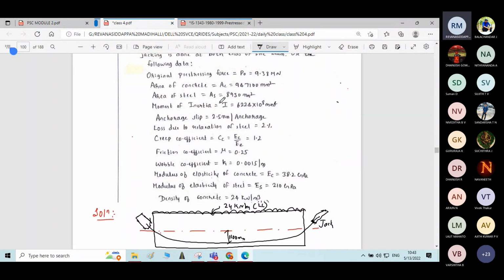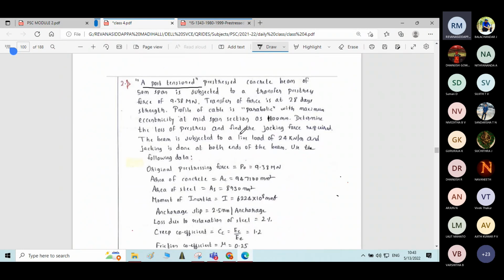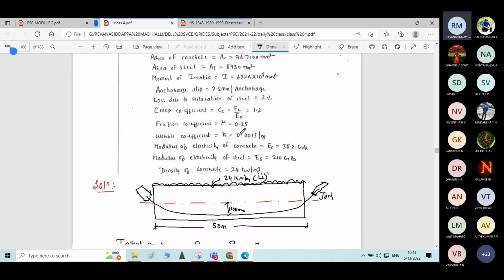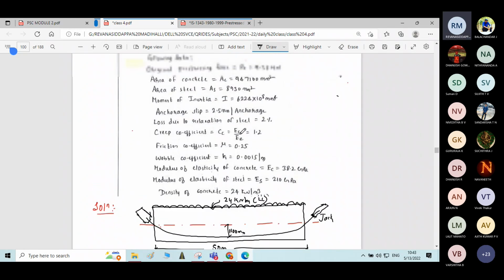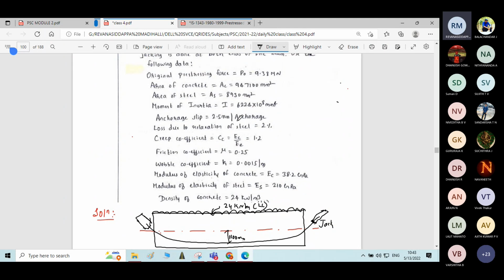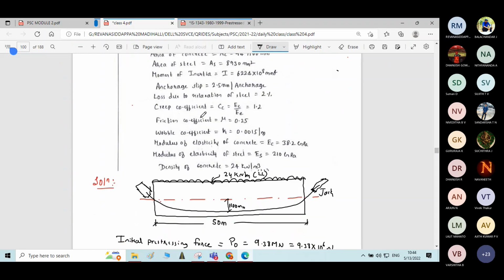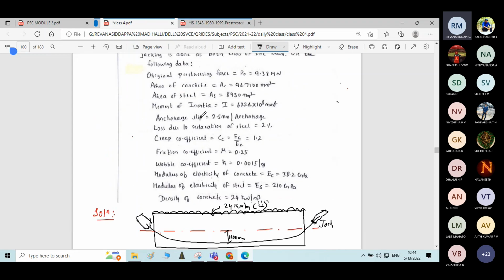Use the following data. All the required data to calculate different losses of pre-stress in the post-tension member is clearly given in the problem, so I will not write all these data again. Now what you do is, initially you calculate the initial pre-stress. To calculate the percentage of loss, you should know the initial pre-stress. Knowing the initial pre-stress and total loss, you can calculate the percentage of loss.